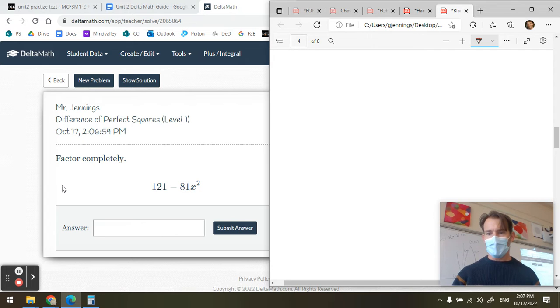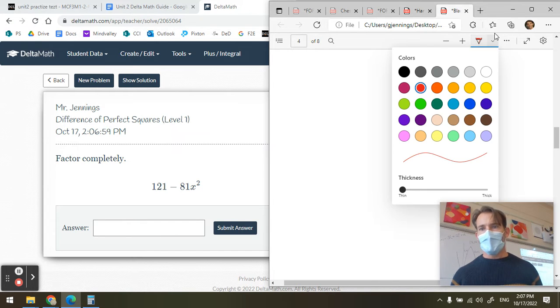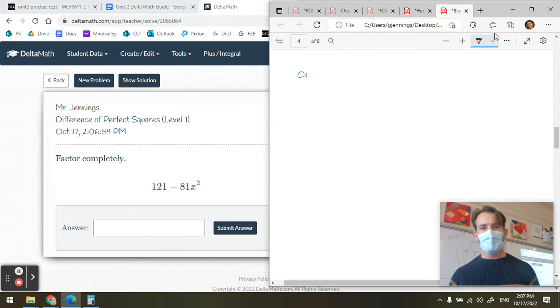So, like always, we want to get some blank paper and a nice color pen. And we're going to remember this pattern. If you find two squares and we're subtracting one from another, these always factor this way: a plus b times a minus b. And this is true because let's expand it.